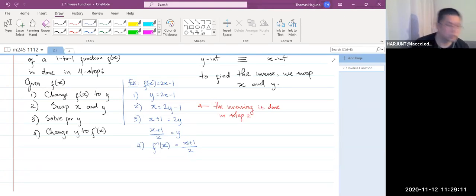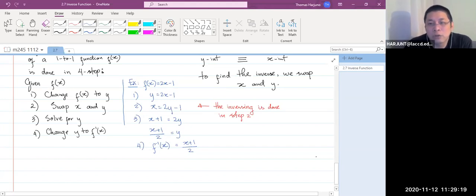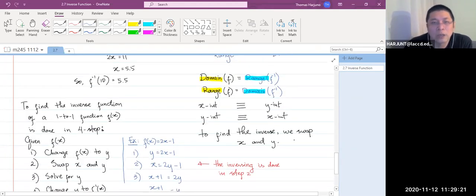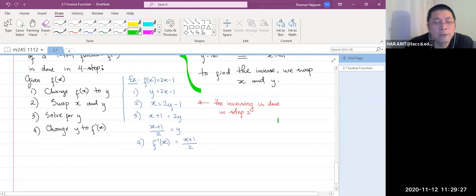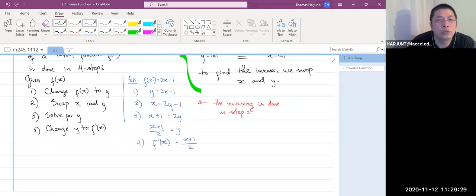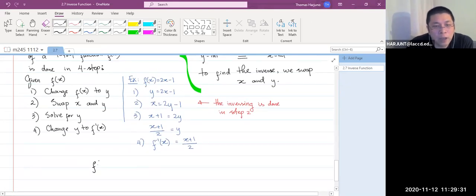Okay, that's the procedure. Now you will see the following from here. I just tried to confirm what we had. What I'm about to do is to confirm this. Okay, at least you see that if we look back into our f(x) = 2x - 1, what is the y-intercept?